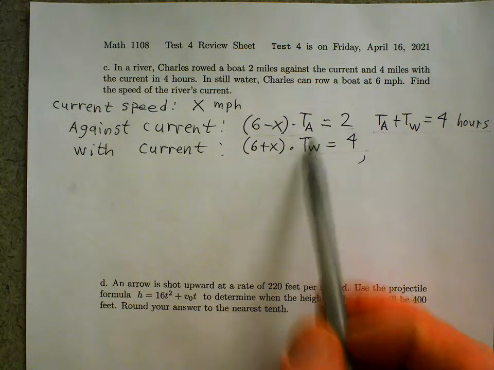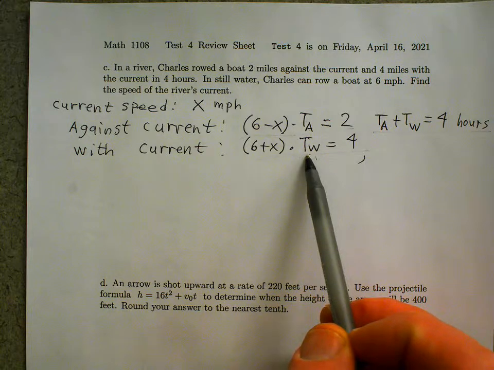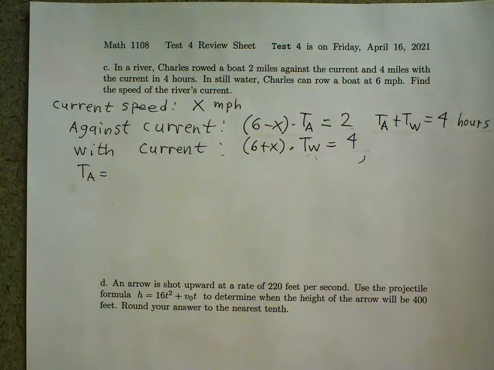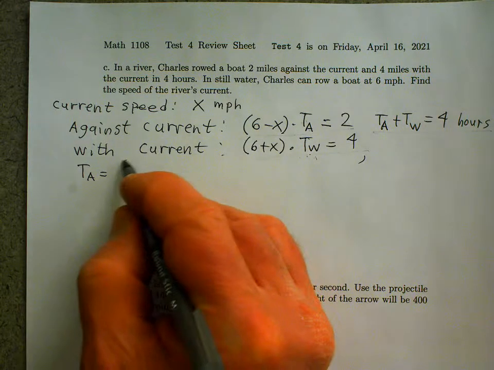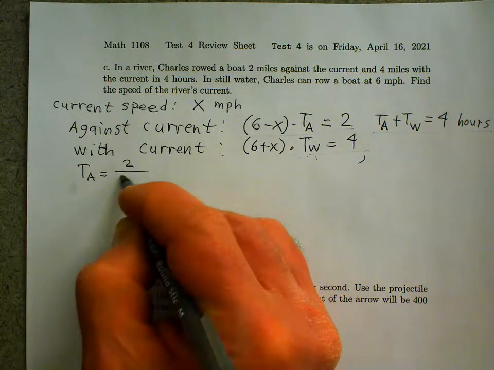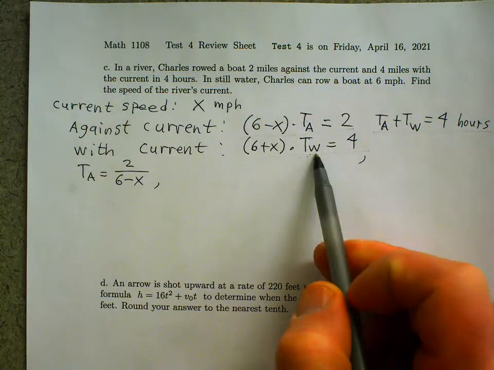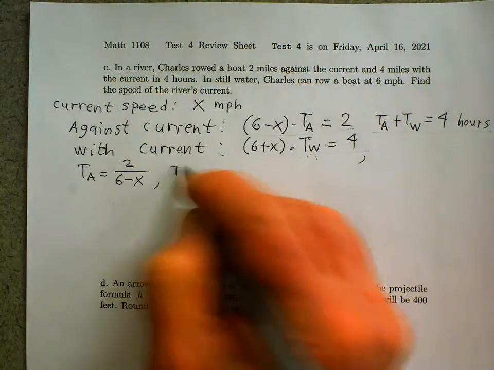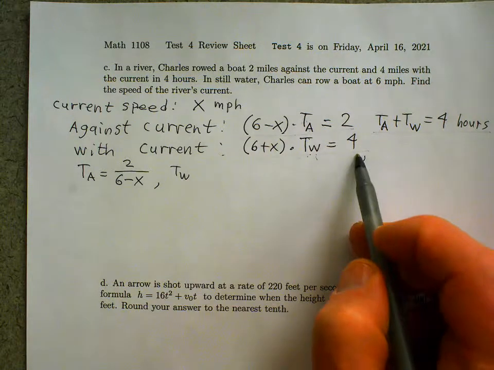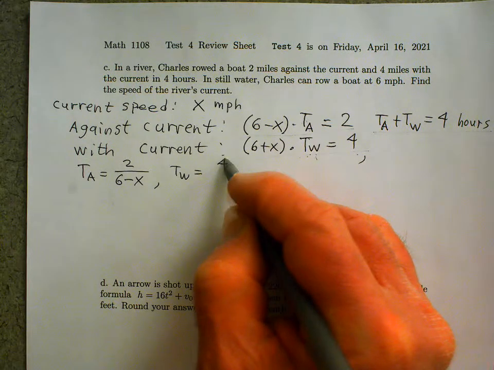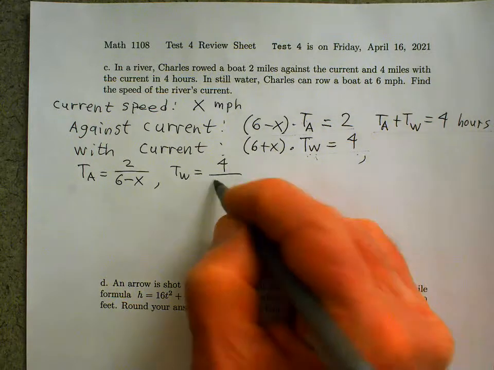So solve these two equations for time. So t sub a, the time that it took to row 2 miles against the current, is equal to distance divided by rate, 2 divided by 6 minus x. T sub w, that was the amount of time it took to row 4 miles with the current. That's equal to distance divided by rate, 4 divided by 6 plus x.